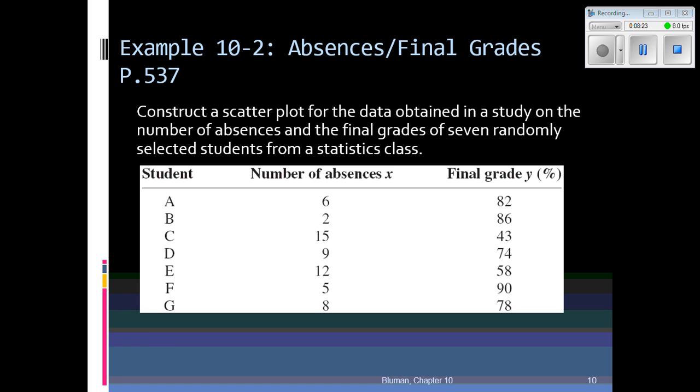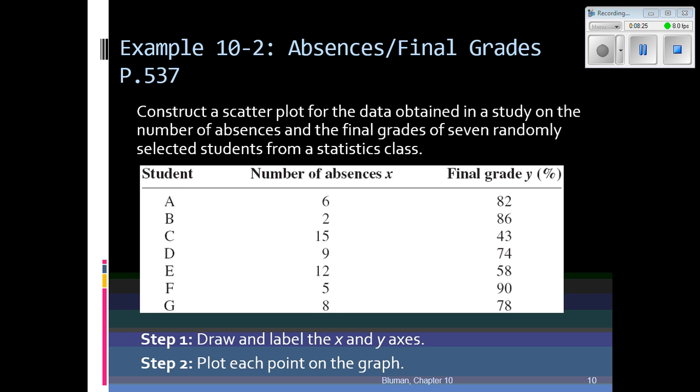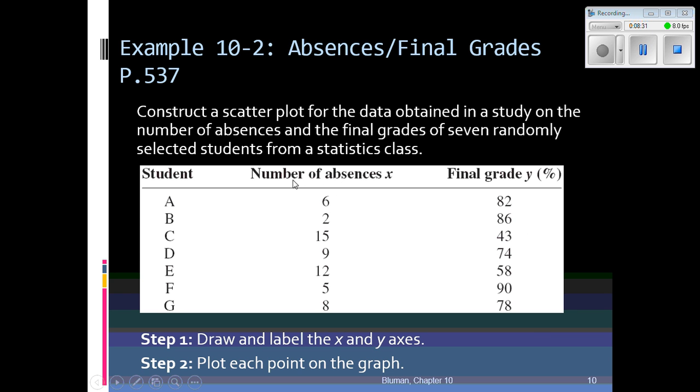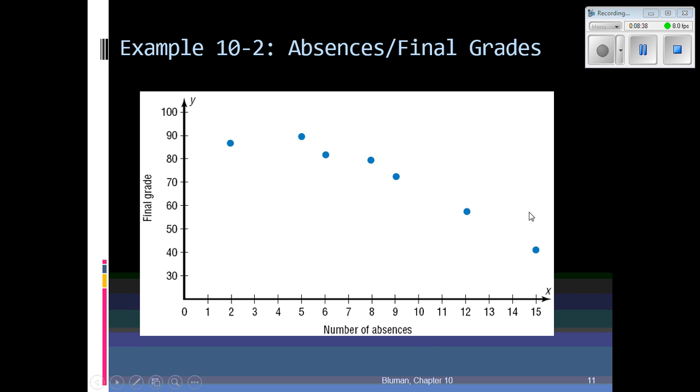If you want to see one more, here's another scatter plot. This time you see that the points tend to go down. This was the number of absences a student has and their final grade percentage. There's your scatter plot for that. So you see it gives a visual representation. It looks like the more absences you have, the lower your grade is.